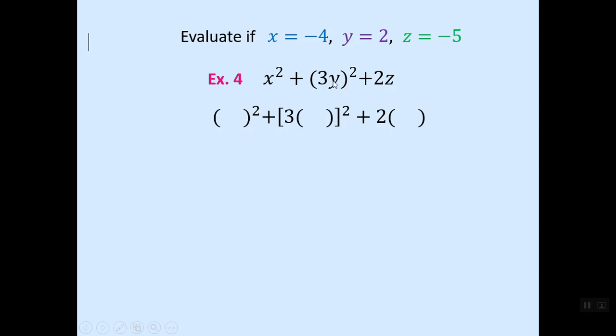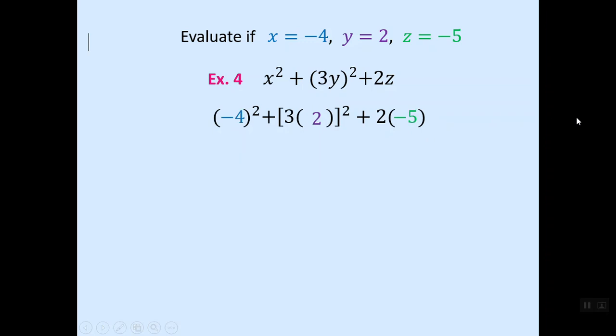Now here we've got 3 times y inside parentheses, that whole thing is being squared. So we've got 3 times parentheses with the brackets, then that whole thing is being squared, plus 2 times whatever z is. So now we're going to fill in our values. X is negative 4, y is 2, z is negative 5.